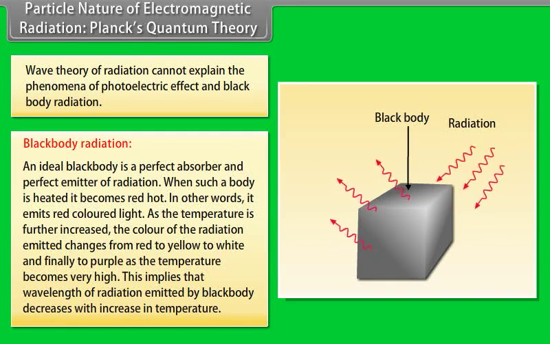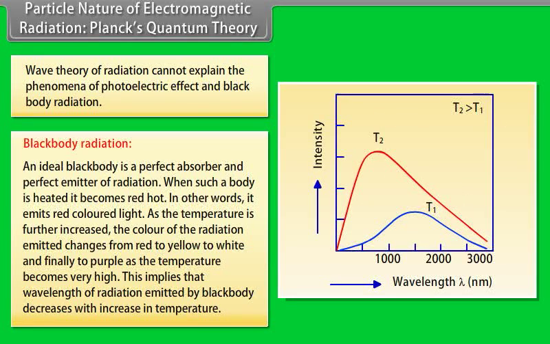As the temperature is further increased, the color of the radiation emitted changes from red to yellow to white and finally to purple as the temperature becomes very high. This implies that the wavelength of radiation emitted by a black body decreases with increase in temperature. Consider the graph from right to left. At a given temperature, intensity of radiation emitted increases with decrease of wavelength, reaches a maximum value at a given wavelength, and then starts decreasing with further decrease of wavelength.